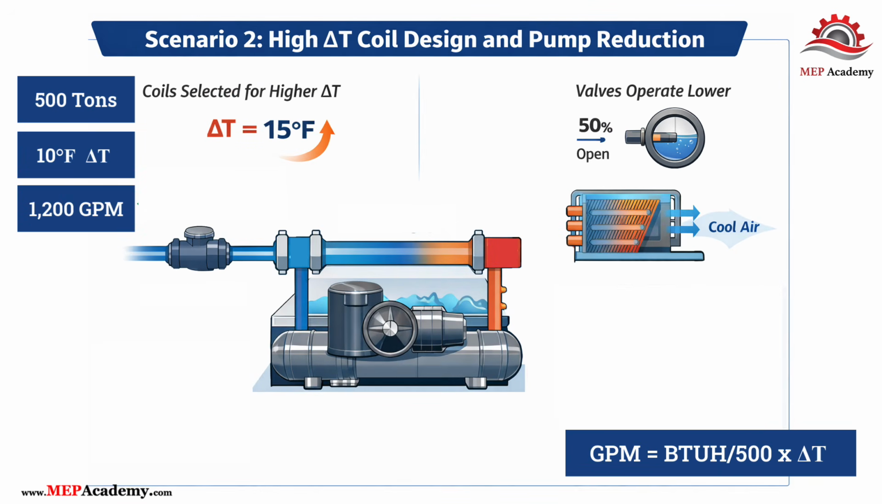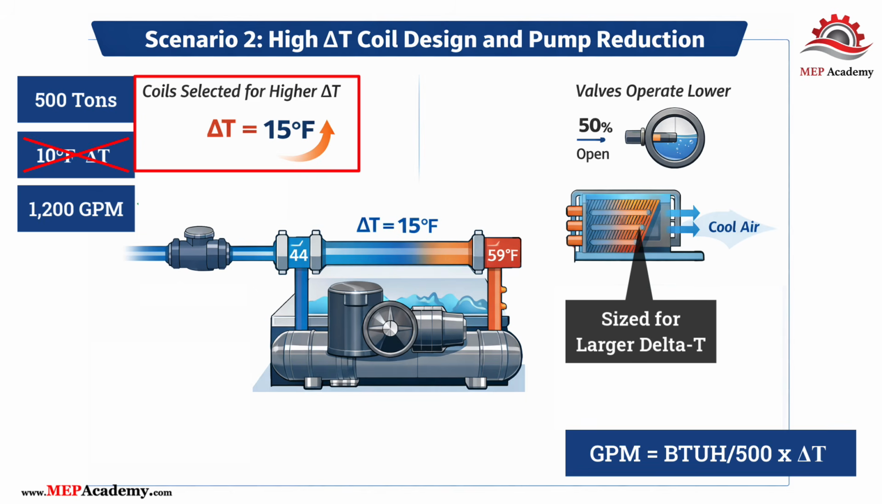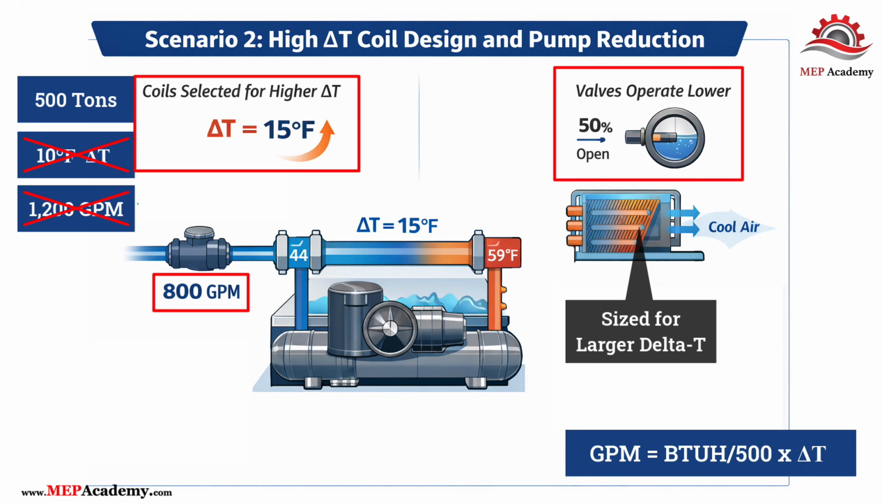Scenario 2. Designing for a 15-degree delta T. Step 1. High delta T design condition. In this scenario, the coils are designed to operate with a larger temperature difference. The same 500 tons are delivered using significantly less water. Step 2. Why flow is lower. This is not a control adjustment, it is a design decision. Each gallon of water removes more heat, reducing the flow required to meet the load.